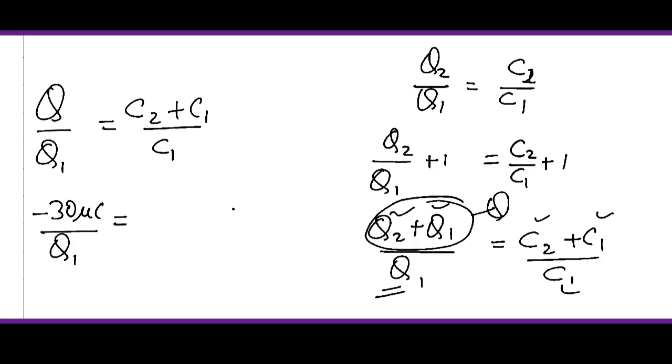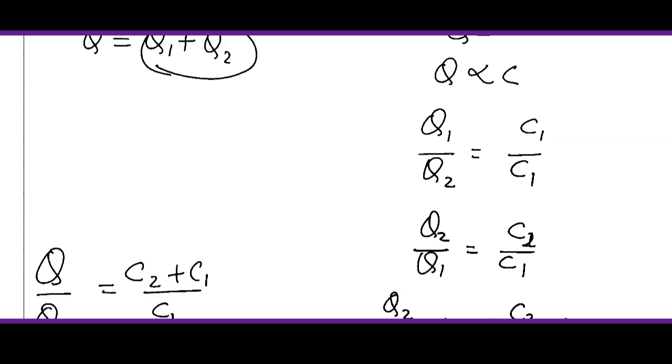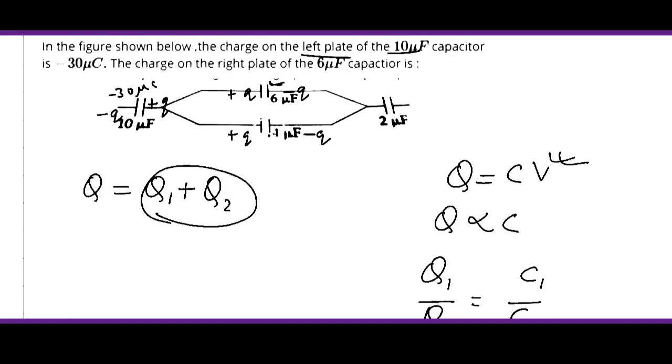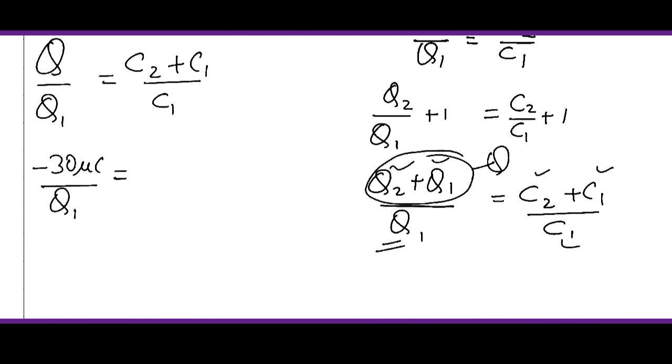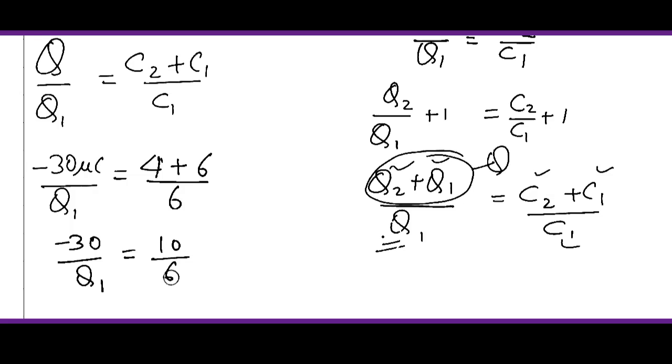C2 is, we can see here, C2 is 4 and C1 is 6, so we can write C2 is 4 and C1 is 6 divided by 6. Okay, now so we can write minus 30 by Q1 here, 10 by 6.